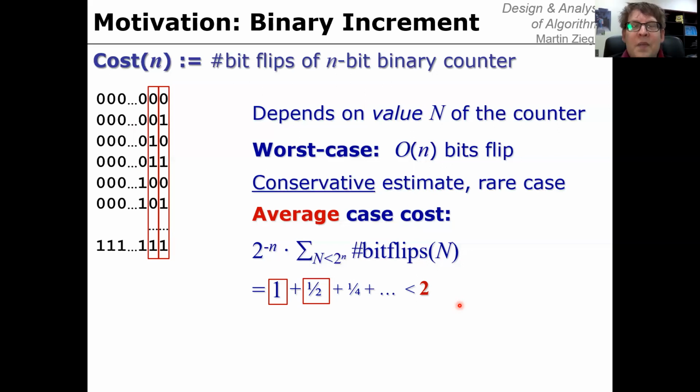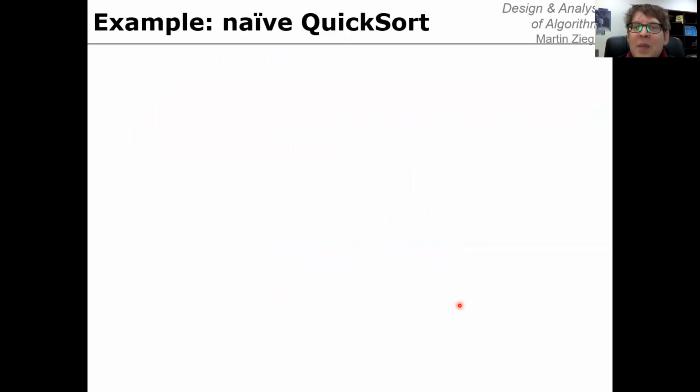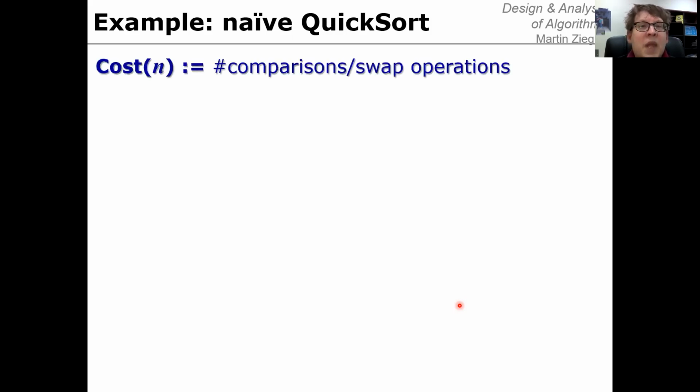And now we move on to maybe a little bit more involved example, namely QuickSort. As you remember, we introduced and analyzed QuickSort in CS300 Introduction to Algorithms. And there we introduced the cost measure of counting the number of comparisons. QuickSort is a comparison-based algorithm. And we counted the number of swap operations, which was basically the same, roughly, up to a constant factor.